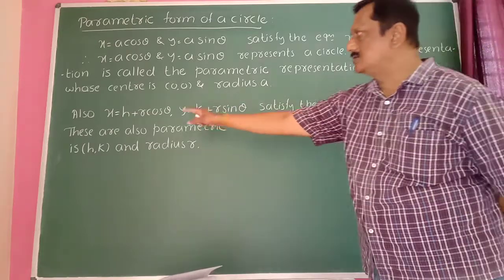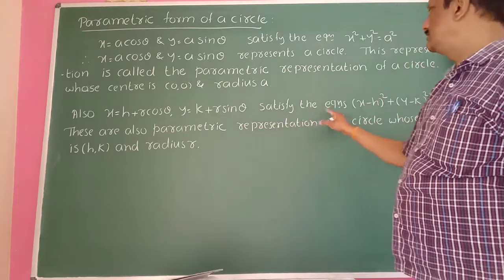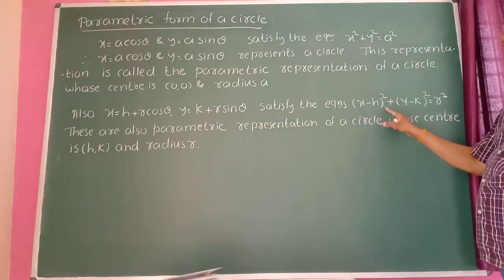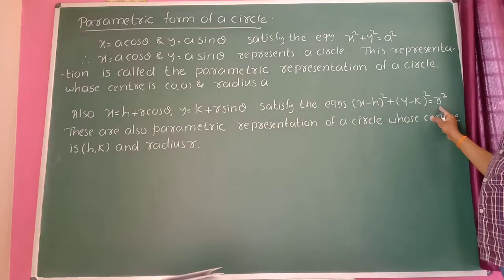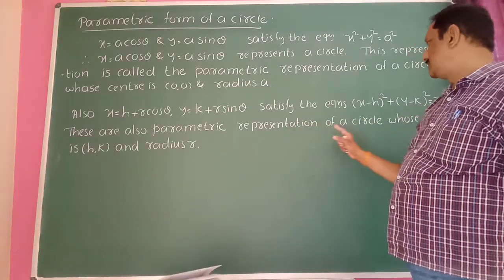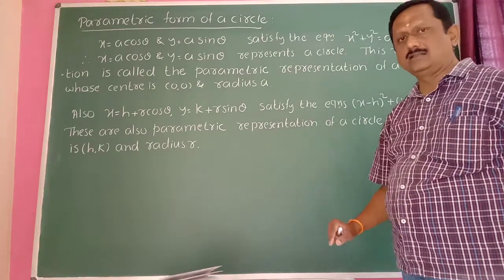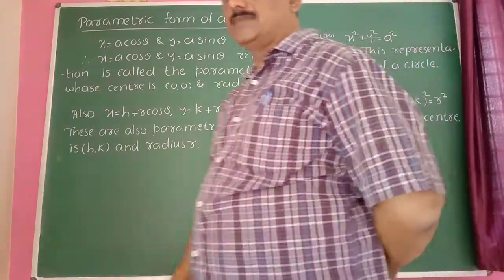Similarly, x is equal to h plus r cos theta and y is equal to k plus r sin theta satisfies the equation (x minus h) whole square plus (y minus k) whole square is equal to r square. So these are also called a parametric representation of a circle whose center is (h, k) and the radius is r. These are all equations of circles only.